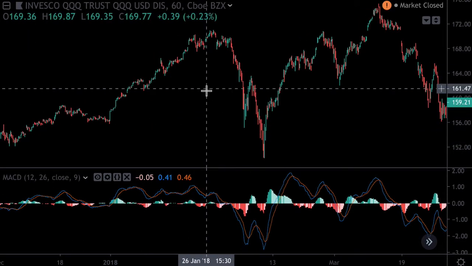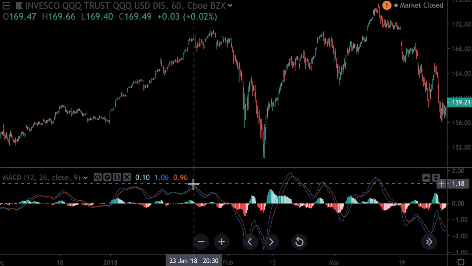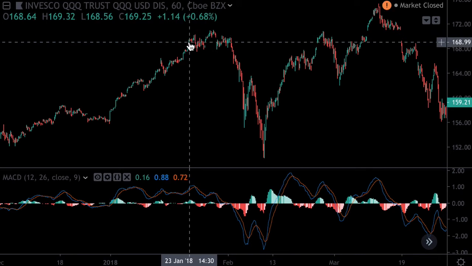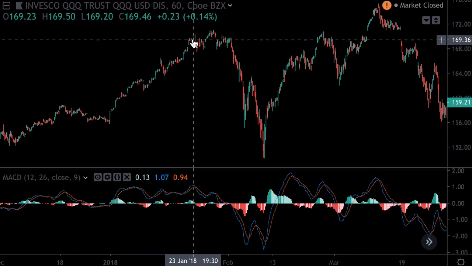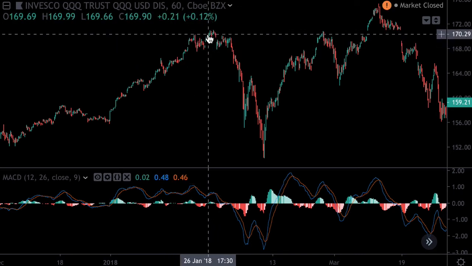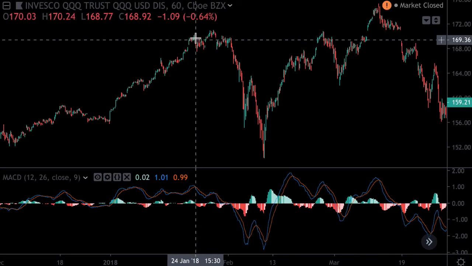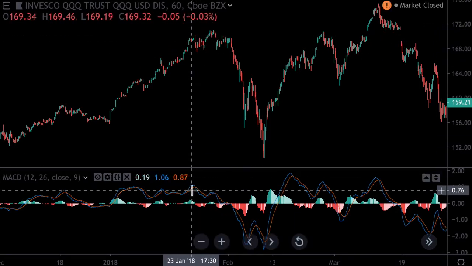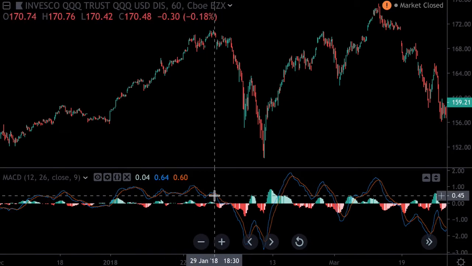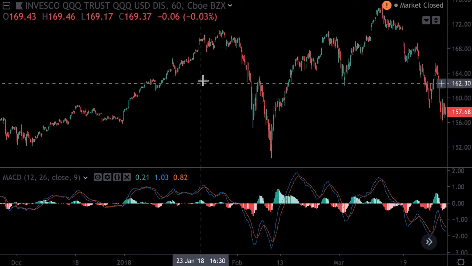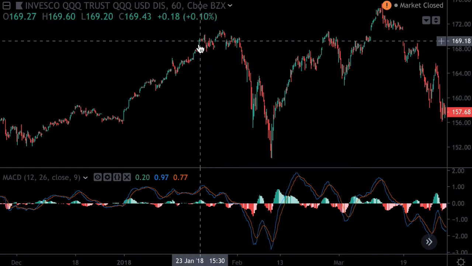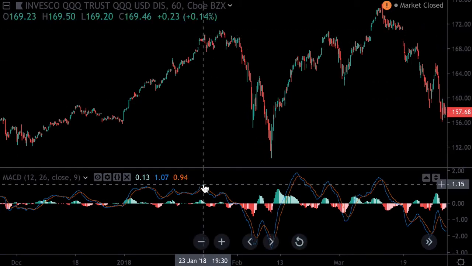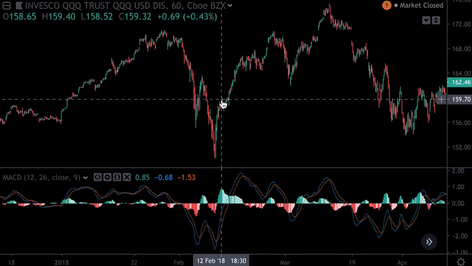What is divergence on the MACD? It is when you get a series of higher highs on the price. You can see this is two, a high and a higher high, whilst the MACD makes a high and a lower high. What does that mean? It just simply means that price is continuing ahead of itself, whilst the momentum is waning down.